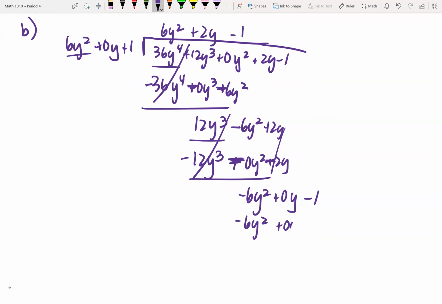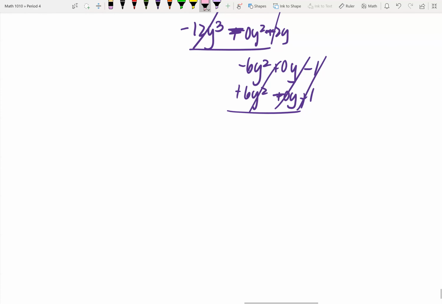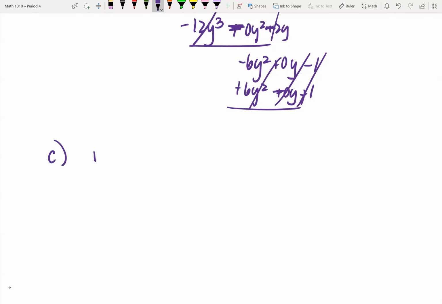Negative 6y squared plus 0y minus 1. Change my signs. Everything cancels, and that is my answer. That's your answer. Okay? Okay, question C.